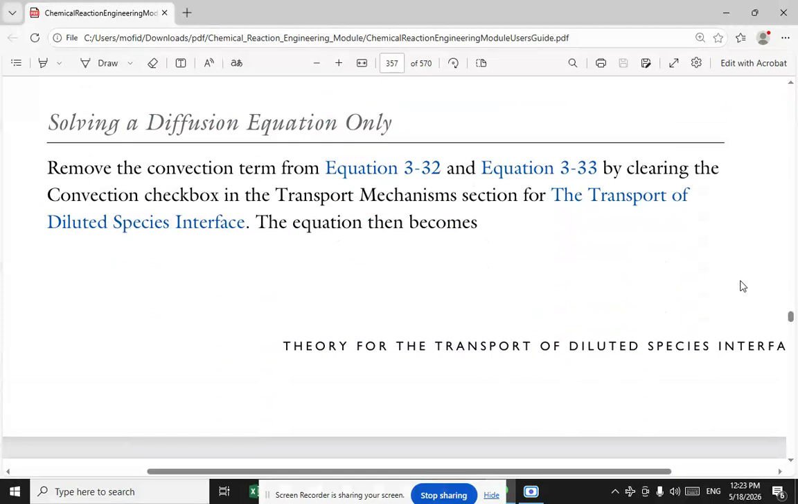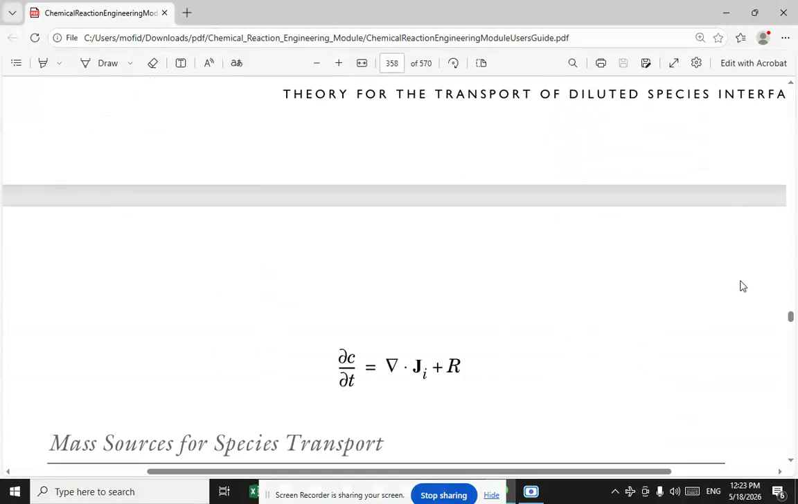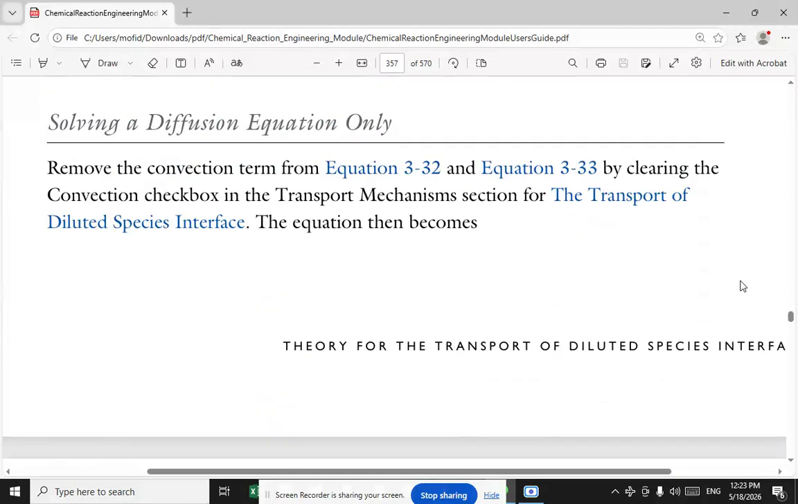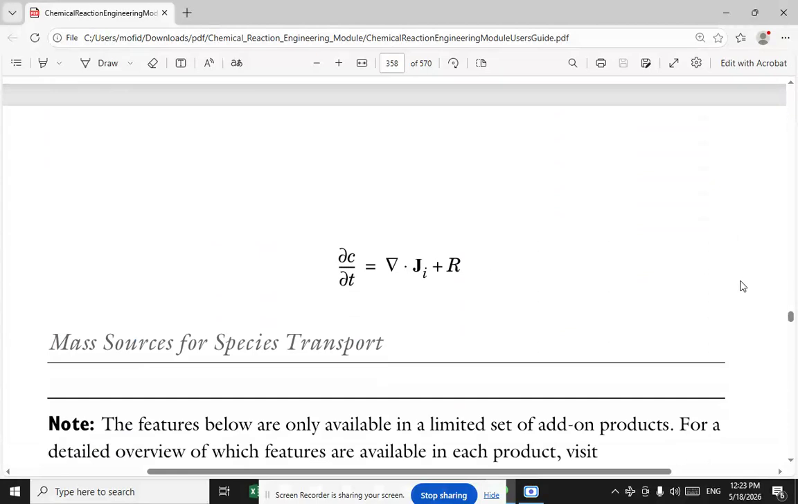Now I want to go through solving a diffusion equation only. Remove the convection term from equation 3-32 and equation 3-33 by clearing the Convection checkbox in the Transport Mechanisms section for the Transport of Diluted Species interface. The equation then becomes: the derivative of the concentration with respect to time is equal to divergence of Ji plus R.